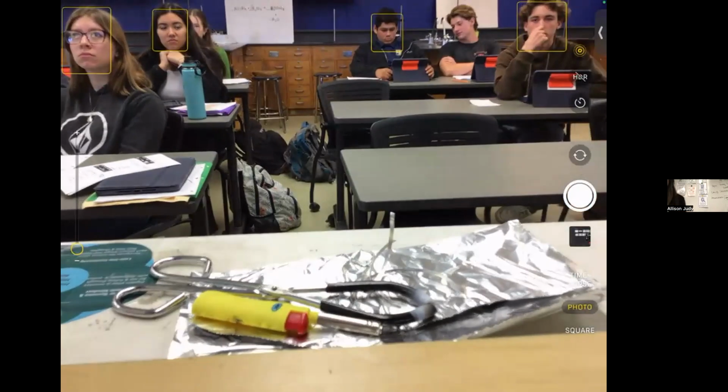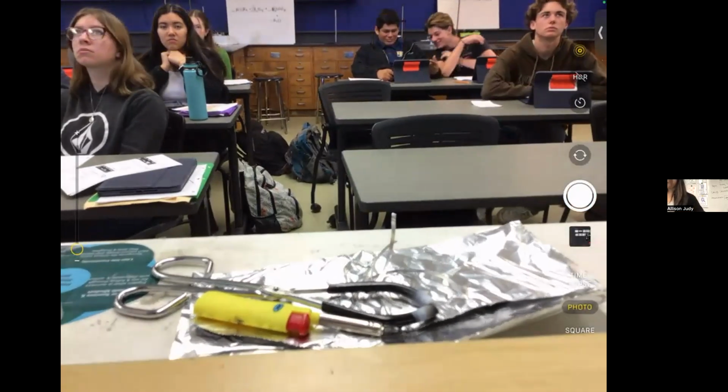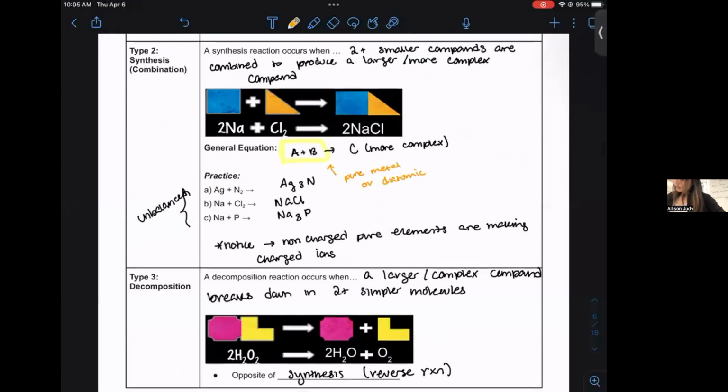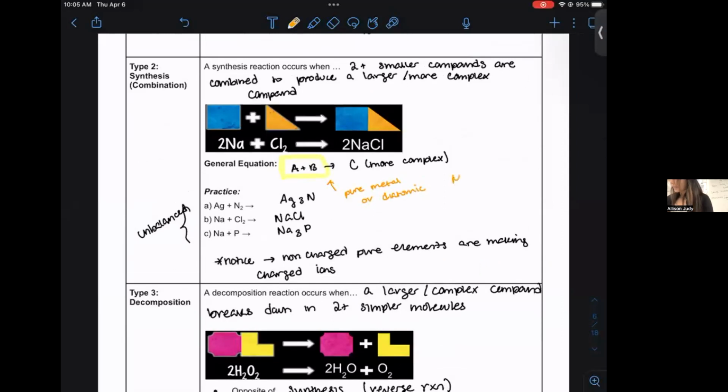So what does that look like? How would we write it? For example, in the demo, it would be like saying pure magnesium solid reacts with pure oxygen gas to produce magnesium oxide, which was a solid. It was a white powder. This is totally unbalanced. But that's a good example of a synthesis reaction. That's what you just saw.